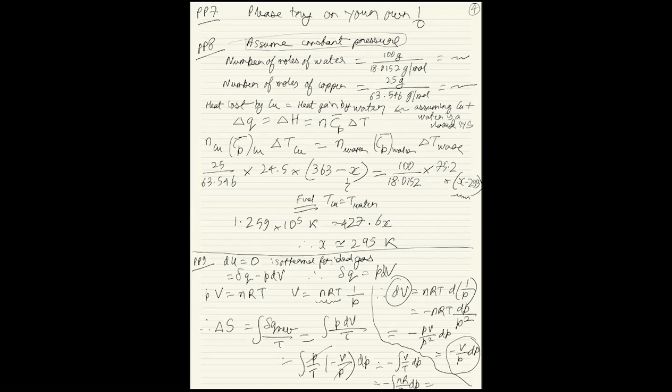Why did we do this? Because the question talks about change in pressure. So we brought everything to units of change of pressure. So this is now minus NR ln P2 by P1.